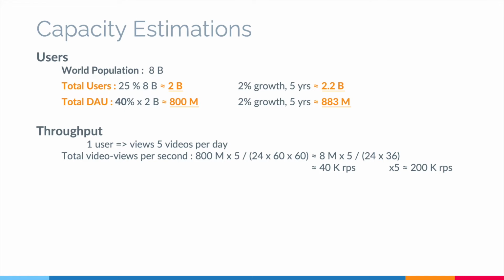There will be days when content would go viral, so to handle that, let's support our app for 5 times the traffic. For this, we need to handle 200,000 requests per second.